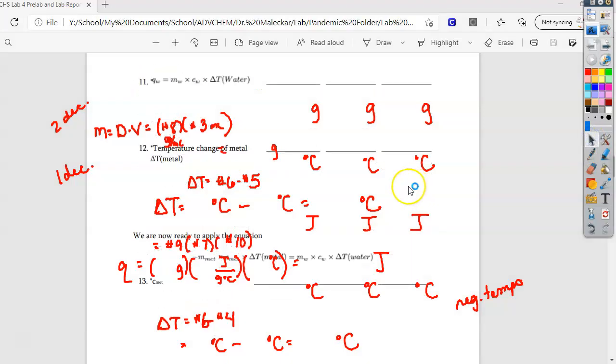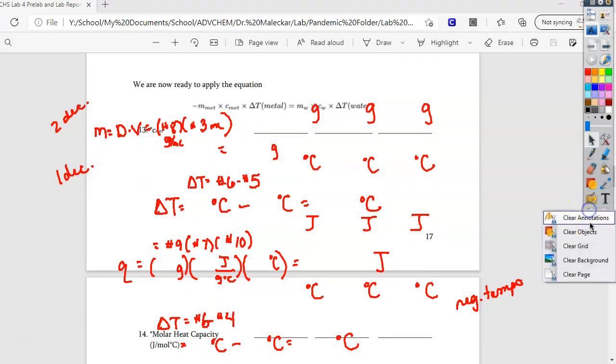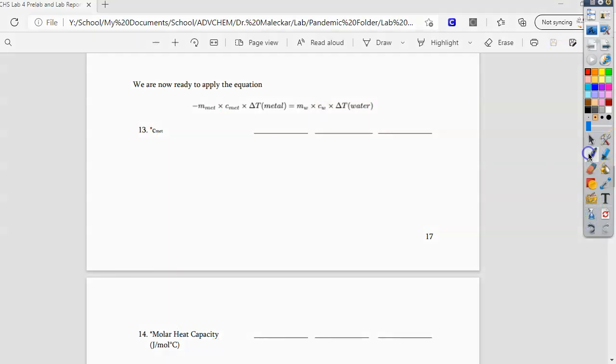Number 13 is applying your Q equals negative Q, which you should be familiar with. You're solving for C of metal, so I just went over here and I rearranged the equation myself, and it's mass of water times specific heat of water. They use C for specific heat, delta T of water divided by negative mass of metal times delta T of metal.